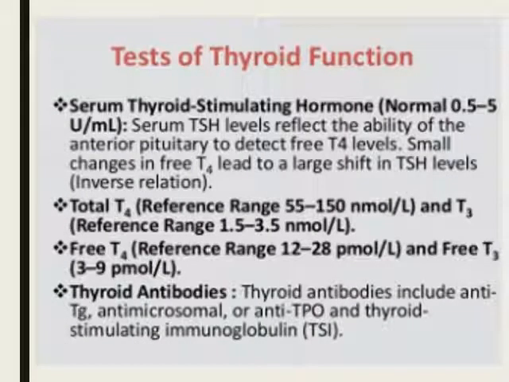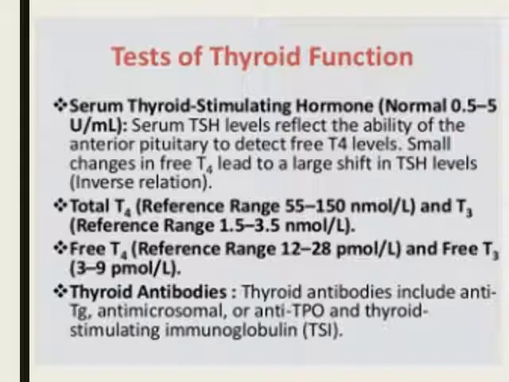Tests of thyroid function, known as thyroid function tests. Serum thyroid stimulating hormone: the normal range is 0.5 to 5 units per ml. Serum TSH levels reflect the ability of the pituitary to detect free T4 levels. Small changes in free T4 lead to a large shift in TSH levels and they are inversely related. Total T4 reference range is from 55 to 150 nanomole per liter and T3 reference range is 1.5 to 3.5 nanomole per liter. Free T4 reference range is 12 to 28 picomole per liter and free T3 ranges from 3 to 9 picomole per liter.